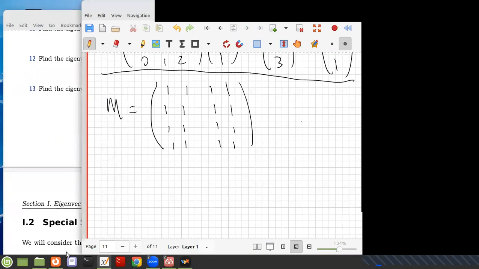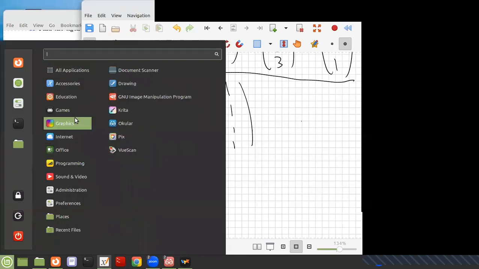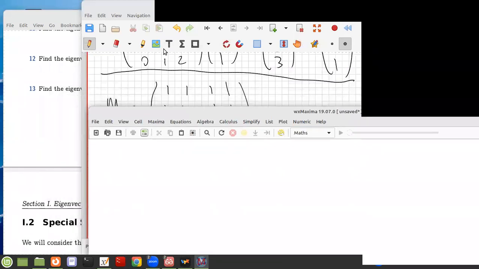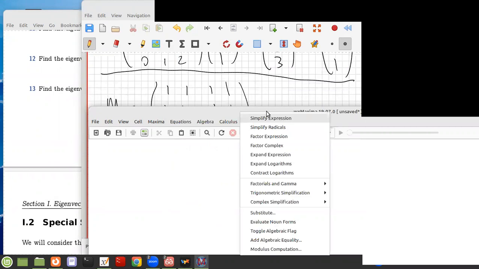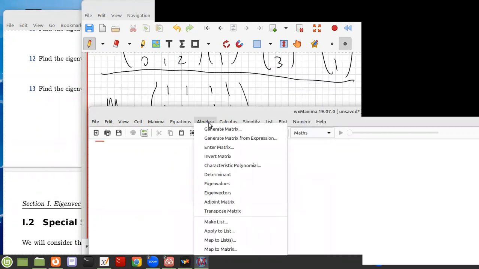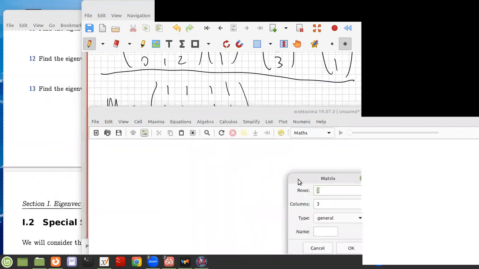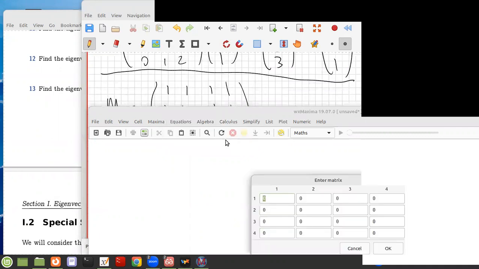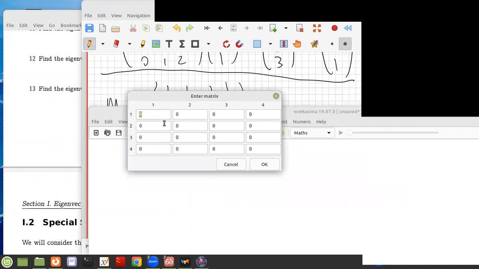Okay, so what we're going to do is use wxMaxima here. One of the problems on the homework assignment also does this. In wxMaxima, you go to enter matrix, and you can give it a name. Then we enter the entries, which makes entering the matrix easy.